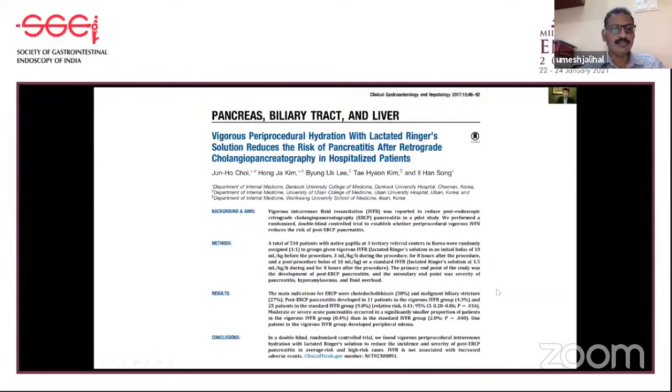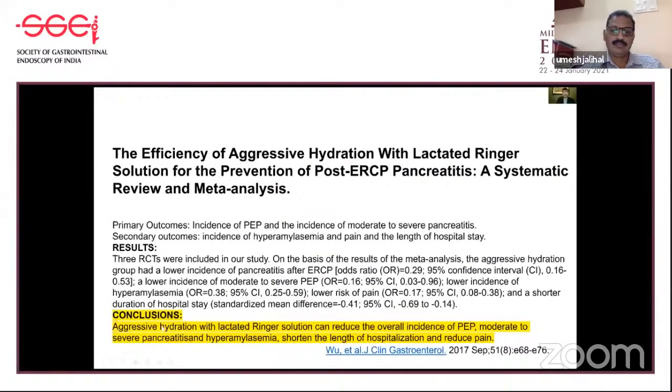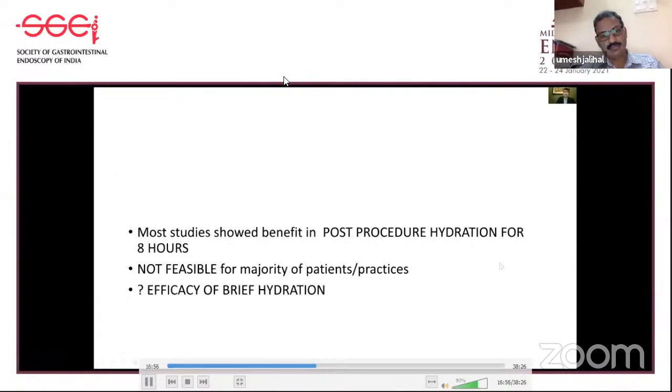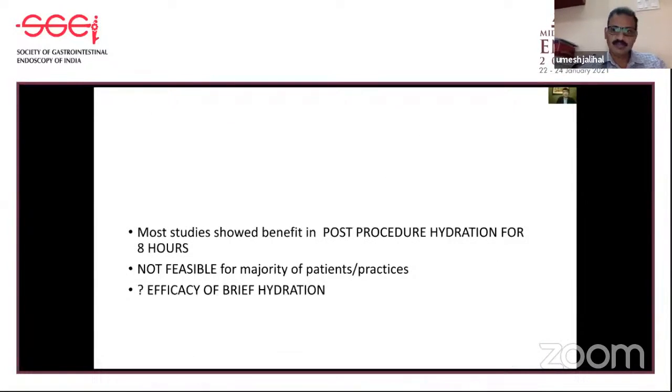Again, this is a meta-analysis that looked at it, that aggressive hydration reduces the overall incidence of post-ERCP pancreatitis. So most studies showed benefit in post-procedure hydration, at least for 8 hours. It is probably not feasible for majority practice. You do the procedure, you send the patient home in an hour or two. So keeping the patient for about 8 hours and administering the fluids might or might not be feasible.